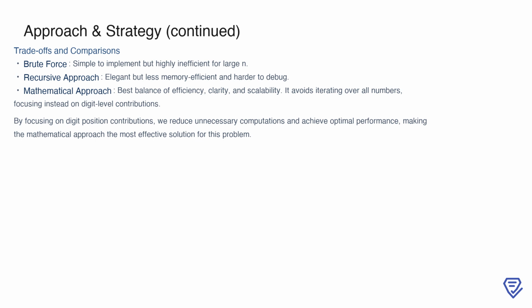It's highly efficient, with a time complexity of O(log10 n), and avoids unnecessary computations by focusing directly on the contributions of the digit 1 at each place value. This makes it scalable even for very large inputs, such as n equals 10 to the power of 9. Additionally, since the method is iterative, it's easier to implement and debug compared to recursive solutions. Overall, the mathematical approach is the most effective strategy, providing both clarity and performance, which is why we've chosen it to tackle this problem efficiently.